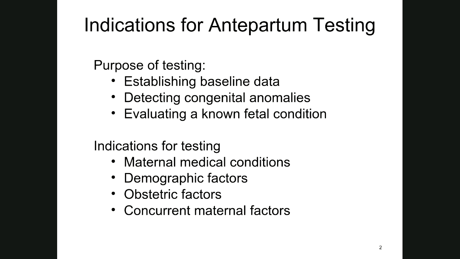And then finally, we might use some of these tests to monitor a condition that we know is present in the fetus. For example, if we have determined that we've got a fetus that's growing smaller or growing more slowly than normal, we might be monitoring that baby for growth over the course of the pregnancy just to make sure that they're meeting their milestones and growing appropriately, and that we don't need to change our plan of care for that fetus.